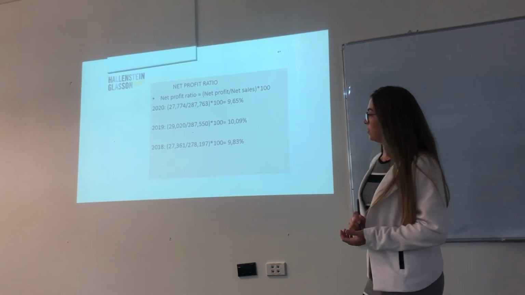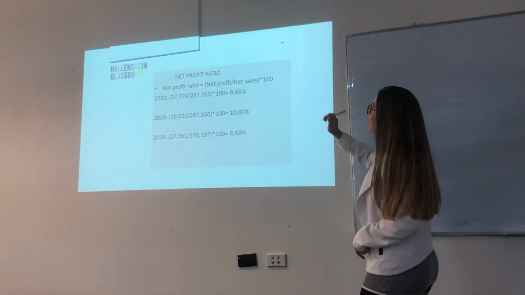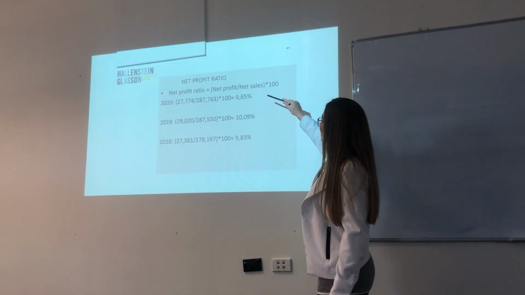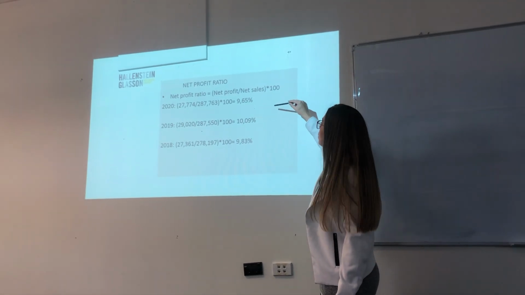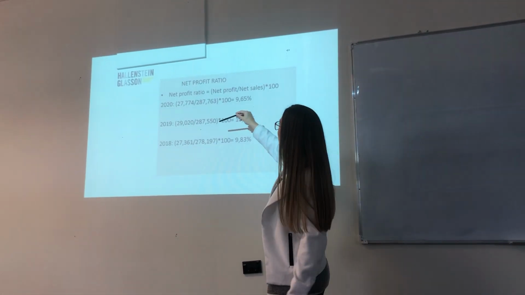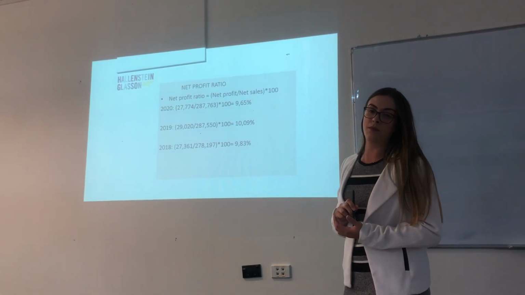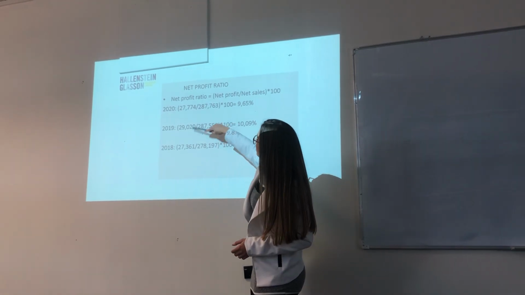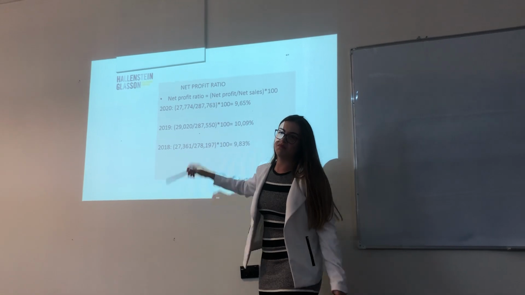The net profit ratio is the net profit divided by net sales multiplied by 100. We can see that it didn't change too much between the 3 years, which means that they have net sales of over 2,000 million, and the net profit didn't change too much, just 1,000 and something.